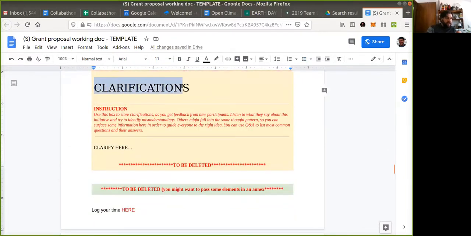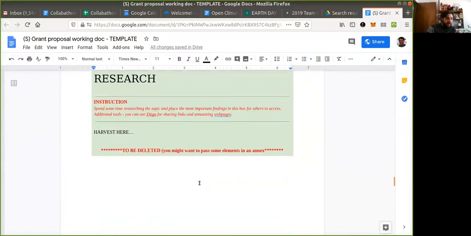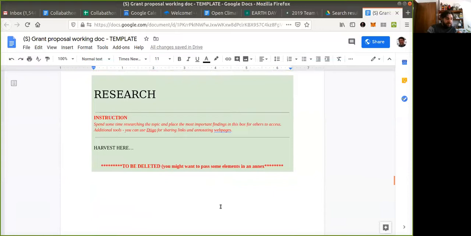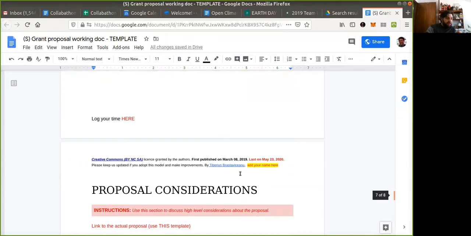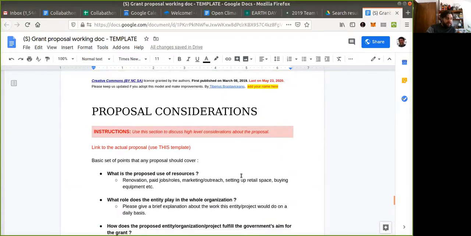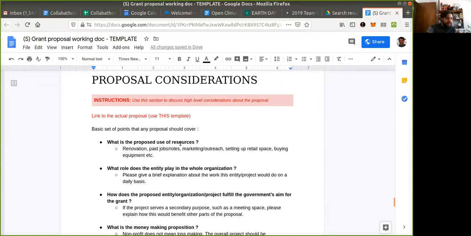Clarifications, so when people ask questions about the process or about some technical issues, they put it here, and people that are knowledgeable come and put their answers there. Doing some research, so doing some internet mining, information mining, preparing the terrain, so everybody's documenting here. So only after we go through these steps do people start building the skeleton of, in this case, a grant proposal, so it's just applying for money, right?